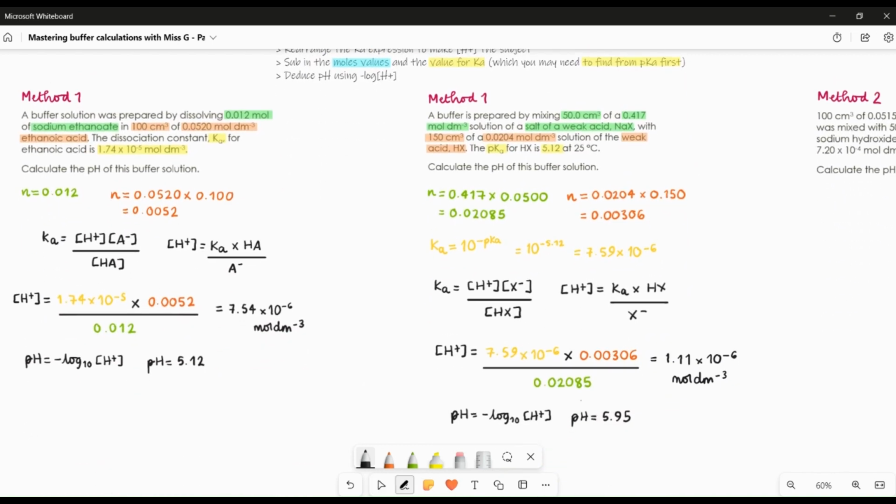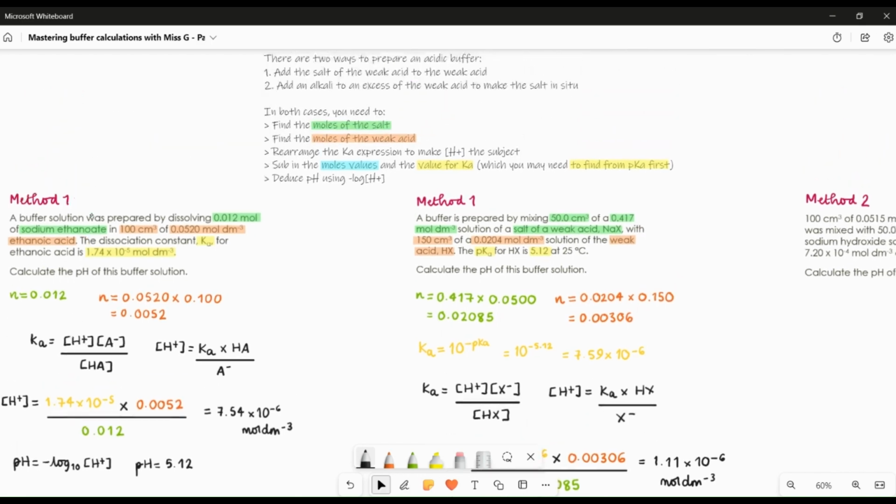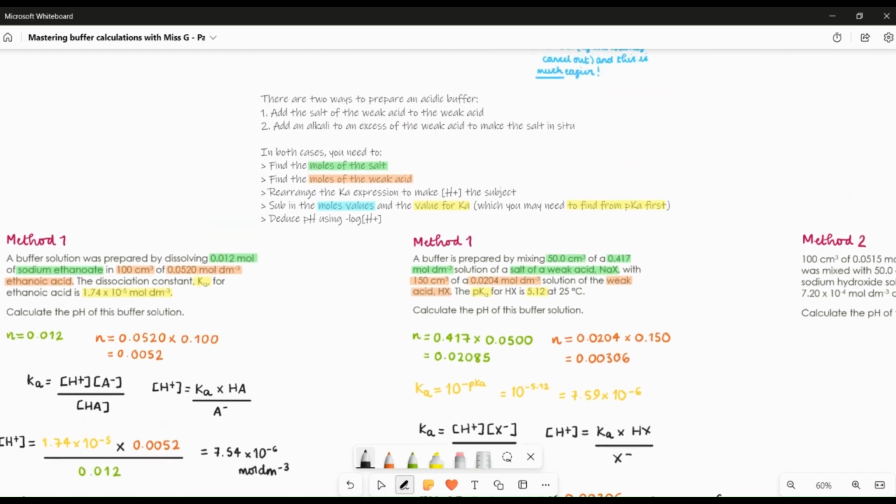So now we just need to have a look at the second way we can prepare an acidic buffer. So we've been looking at adding the salt of the weak acid to the weak acid in the same vessel. In method 2, we're going to add an alkali to an excess of the weak acid to make the salt in situ.